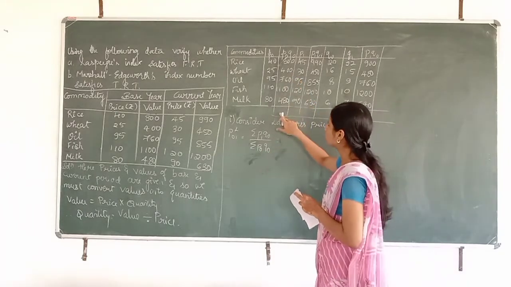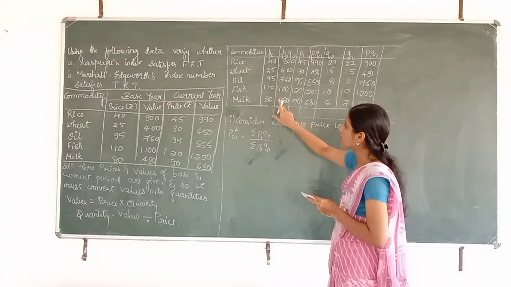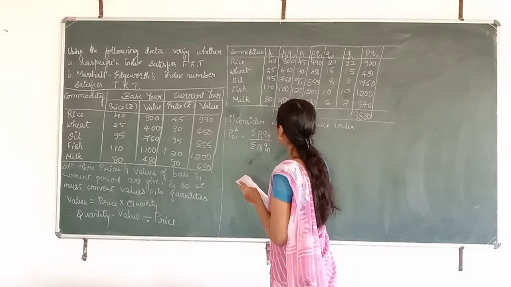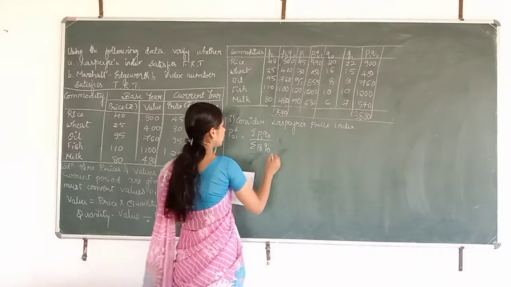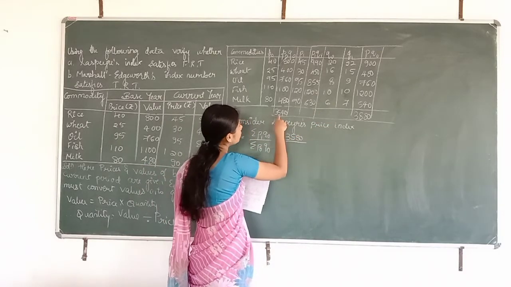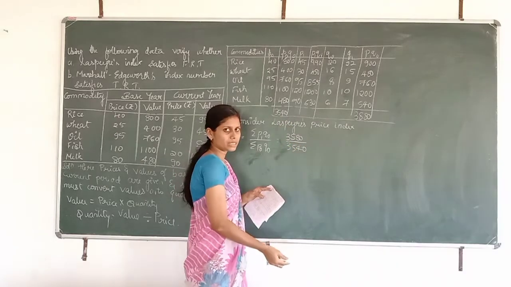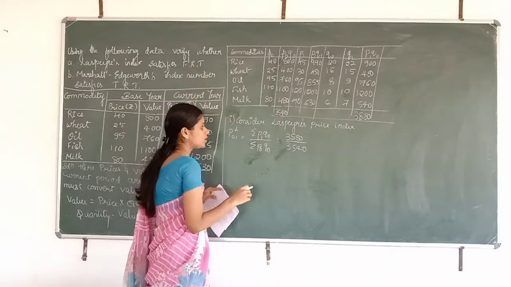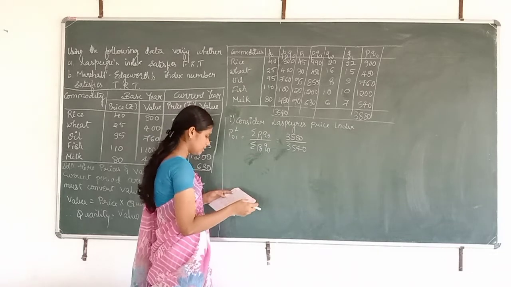Next we need summation of P0 Q0. That means we make the total of this column: 800 plus 400 plus 760 plus 1100 plus 480. So it is 3540. Now we can easily substitute these values in the formula. P1 Q0 total is 3880 divided by P0 Q0 total 3540. No need to multiply it with 100 because we are testing for factor reversal, so we are not going to multiply with 100.